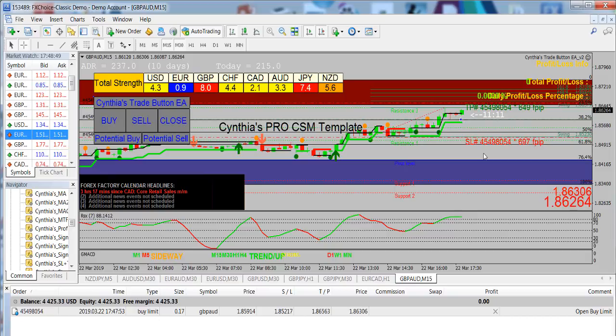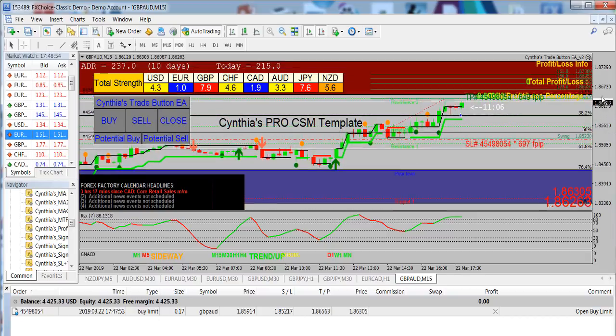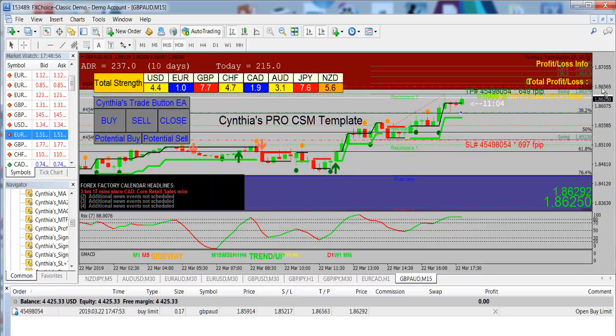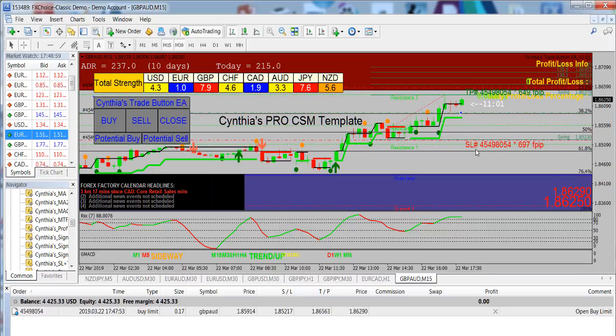So now that I've clicked the buy button, the lines have actually disappeared on my chart. So the red stop loss line is gone, the white open order line is gone, and my take profit line is gone, but the red stop loss shows up as a dashed red line here, and my take profit shows up as a dashed red line here.